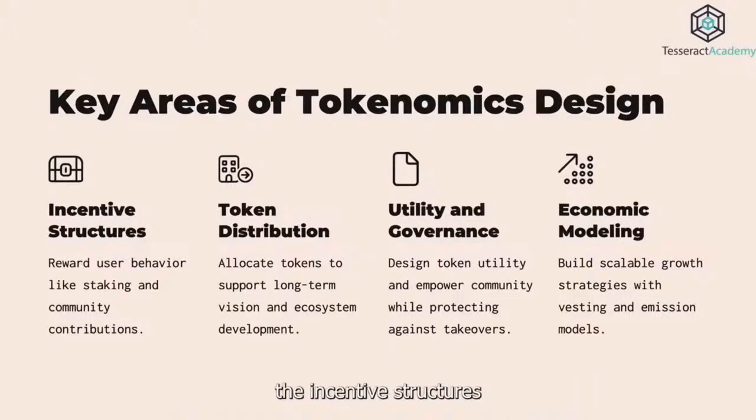First of all, the incentive structures between the different agents of the ecosystem. Then the token distribution. It's important to make sure that the token distribution supports the long-term and the short-term objectives. Utility and governance, especially utility, is extremely important because it's one of the factors that is going to determine the long-term success of the project. And finally, the economic modeling. It's important to make sure that the token economy can scale and then appreciate in value over time.